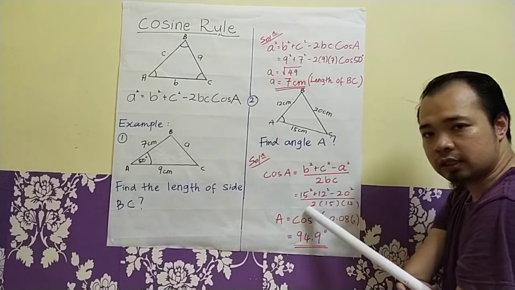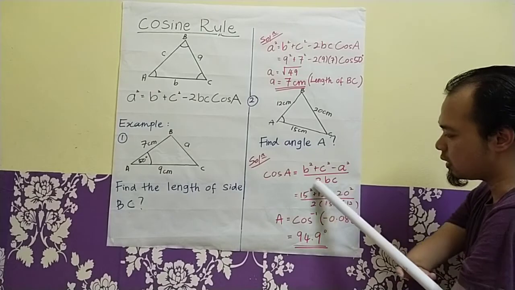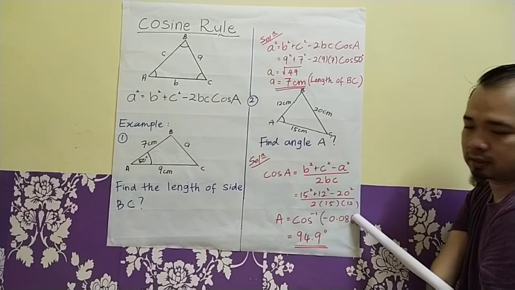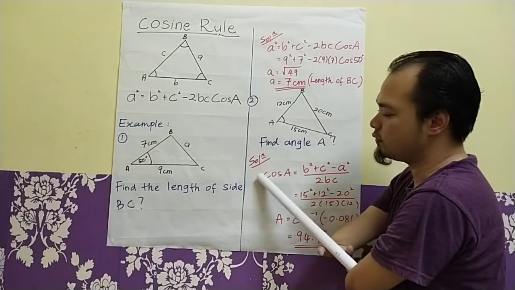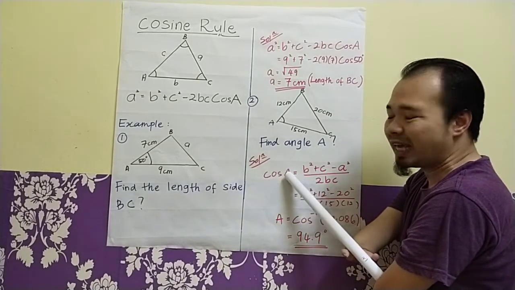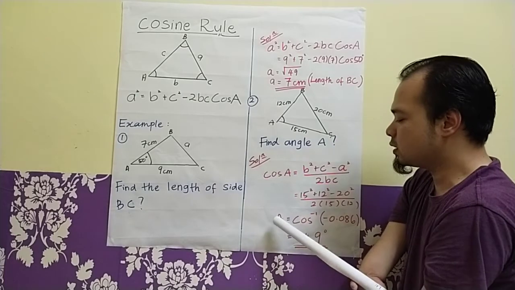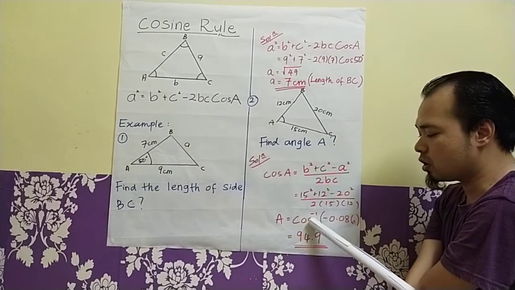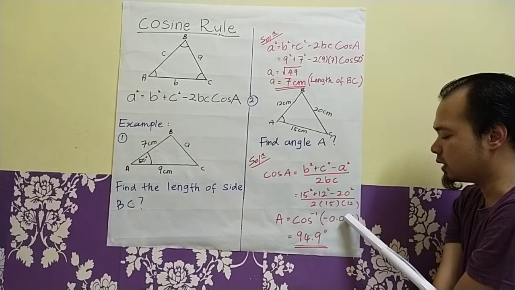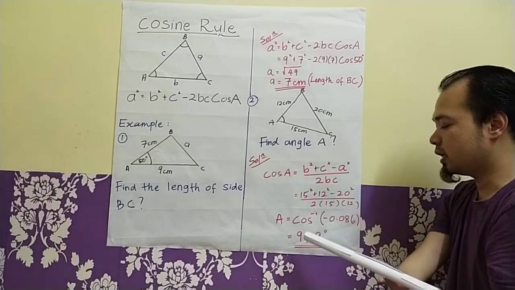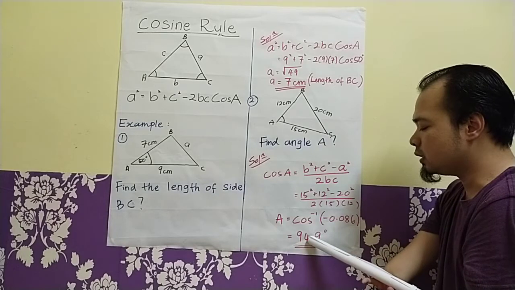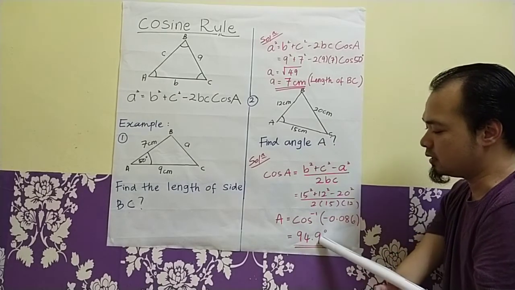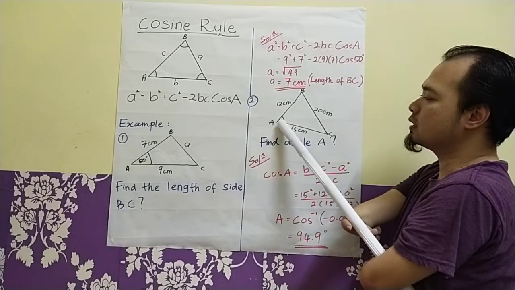You press the calculator, and from this calculation you will get negative 0.086. Since this is a trigonometry function, in order to make A the subject, we must use inverse cos. So inverse cos of negative 0.086. When you press your calculator, you will get 94.9 degrees. So this 94.9 degrees represents the angle over here.